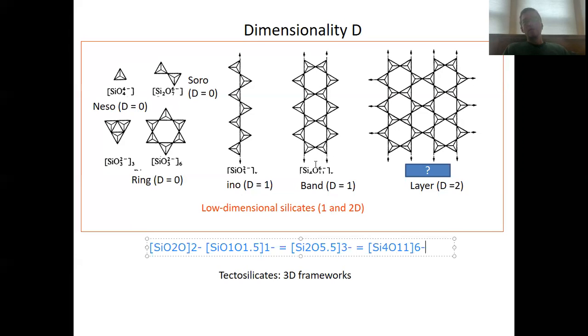So again, you can actually correlate empirical formula with a structure. The empirical formula gives you a clue what the structure may be.